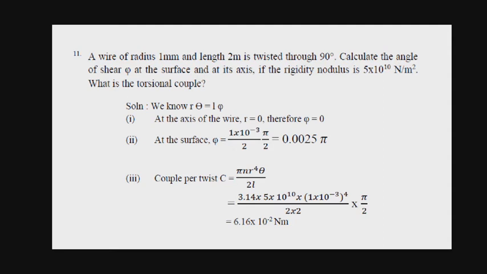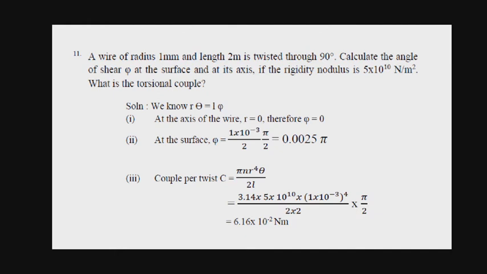So solution, we know r theta is equal to L phi. So first one, at the axis of the wire, that is r is equal to 0. Therefore, phi is equal to 0. Next case, second, at the surface, phi is equal to 1 into 10 to the power minus 3 divided by 2 into pi by 2. Answer is 0.0025 pi.